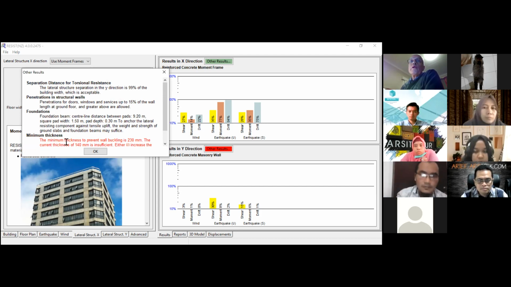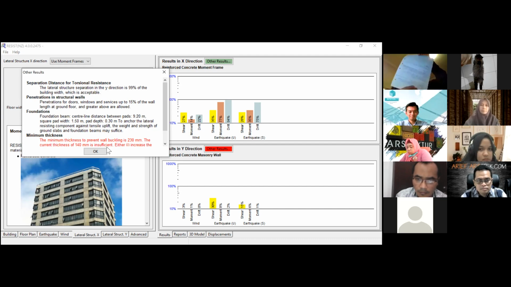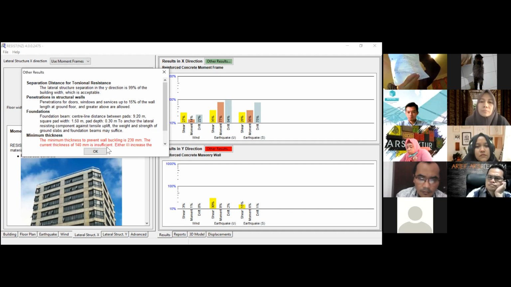And to stop the walls from buckling during earthquake, the walls have to be at least 23 centimeters thick at the ends of the wall, because the current thickness of, say, 15 centimeters is too thin. So what would happen is that during an earthquake, the wall would just sort of buckle like this piece of paper does. You know, it's just not thick enough to act as a shear wall.